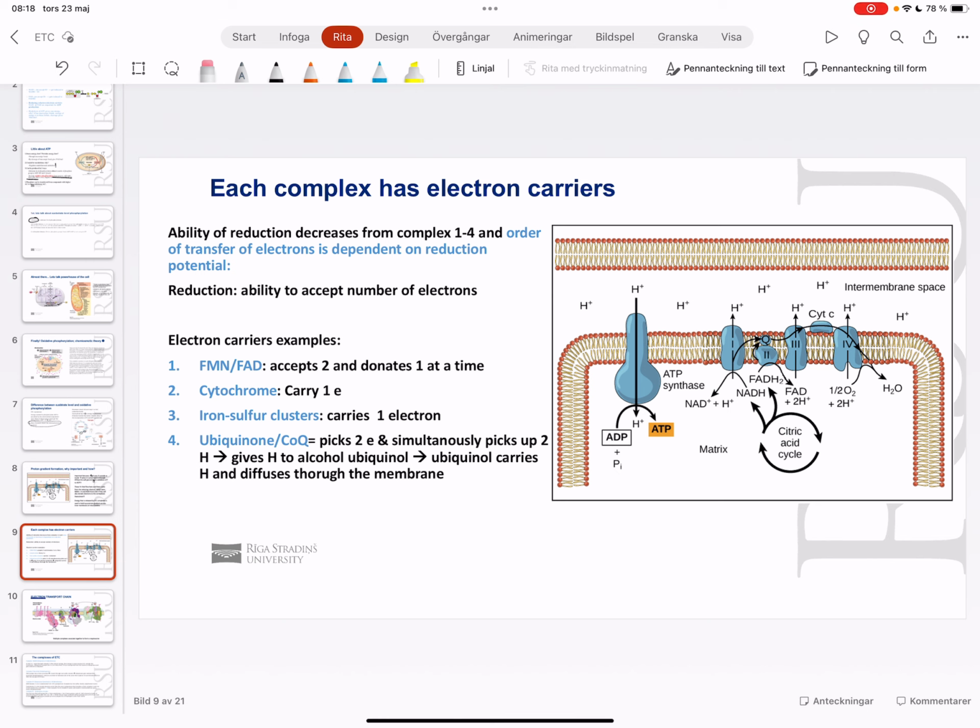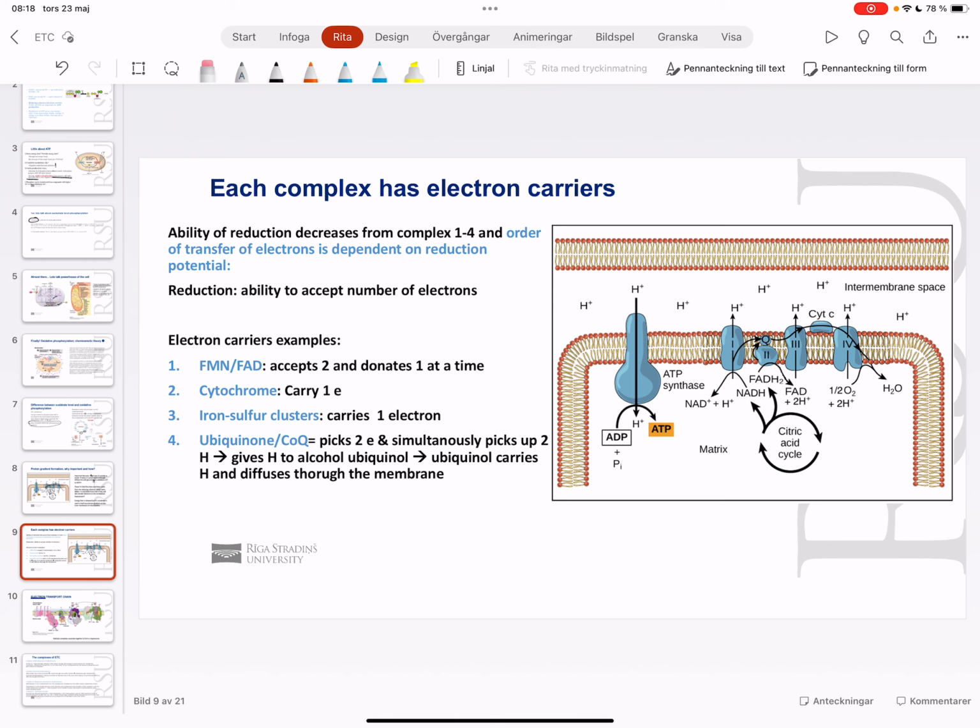Okay, so electron carriers can be FMN, FAD, which will accept 2 electrons and donate 1 at a time. So in complex number 1, for example, we will have FMN. And FMN will accept 2 electrons, and then it will donate them to the next electron carrier.